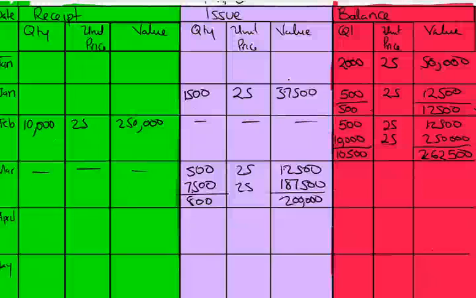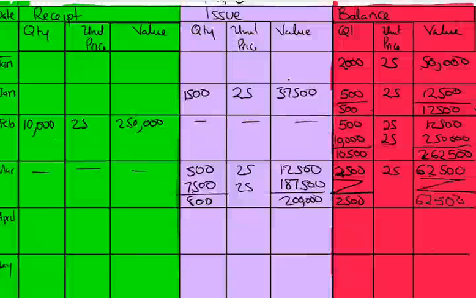That means in our stock, what's remaining is, we know that from here, we removed all the 500, from here 7.5, meaning we're only remaining with 2.5, valuing at 25. That's what is remaining, 2,500. So if we value 2.5 at 25, it should give us 62,500. That means our value of the balance in March is that. Now let's go to April.